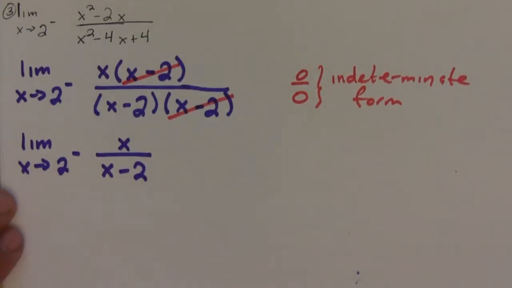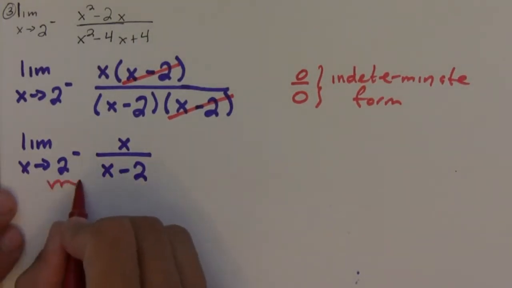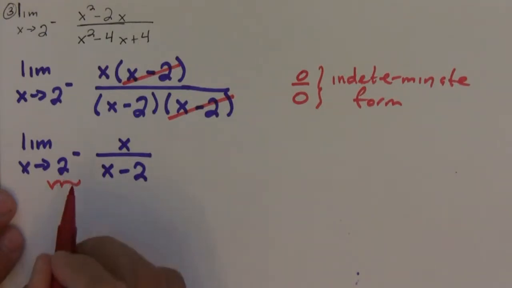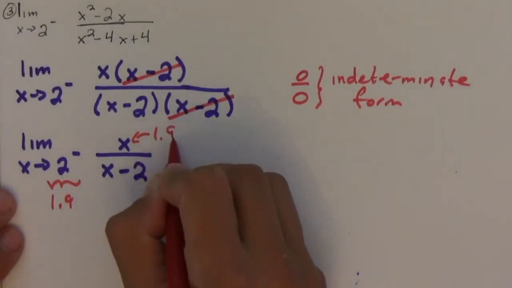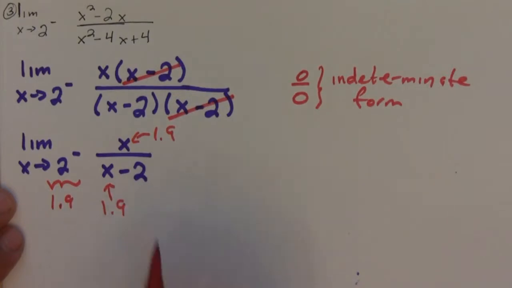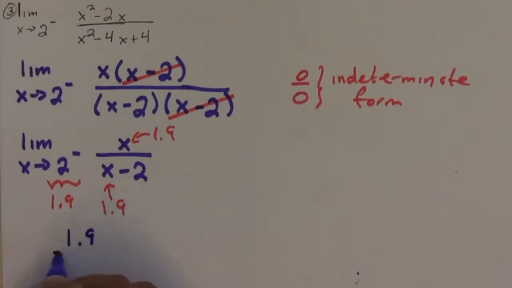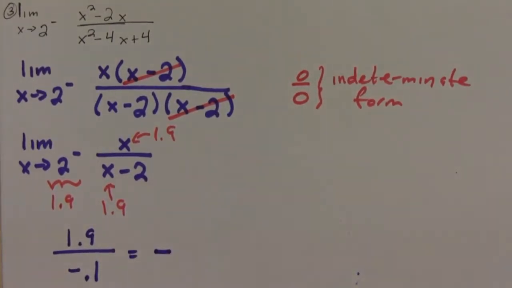Okay, so since we're going from the left, we're going to plug in a number that's close to 2 from the left. So how about 1.9? And so let's plug that in to see what the sign is. And so if I do that, I would get 1.9 over 1.9 minus 2, that's negative 0.1, and this is a negative number. So that means this guy is going to negative infinity.